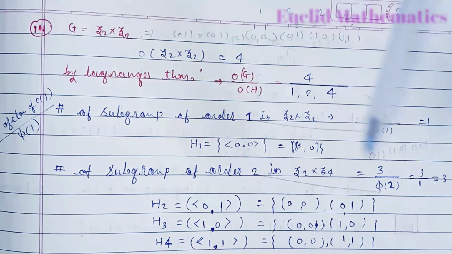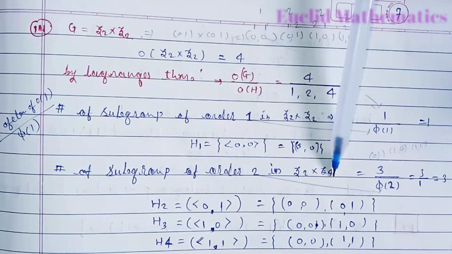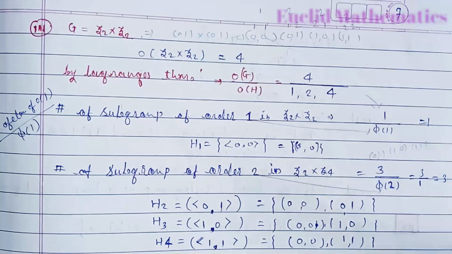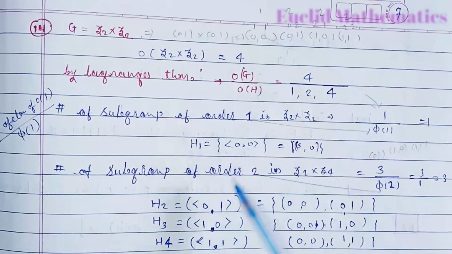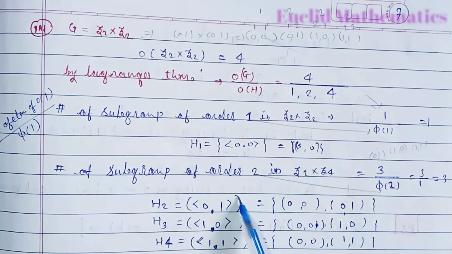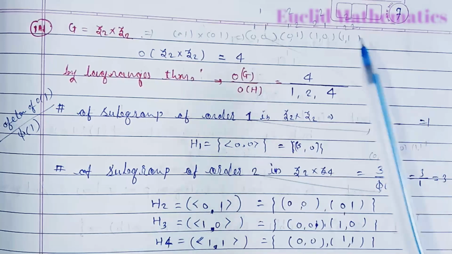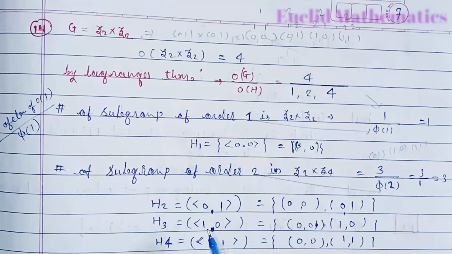So we have here the total number of subgroups of order 2 in Zm cross Zn, which is 3, like H2, H3 and H4. First, the subgroup generated by (0,1). You can take the nth power here and find out which elements are generated by (0,1). So (0,1) generates (0,0) and (0,1). The identity always generates that subgroup. Next we have (1,0) and (1,1), so the subgroup generated by (1,0) and the subgroup generated by (1,1).